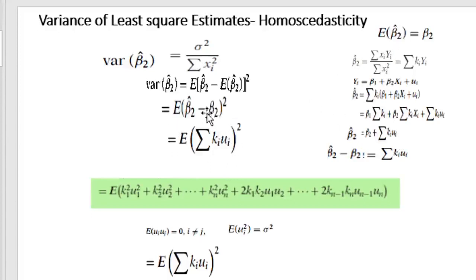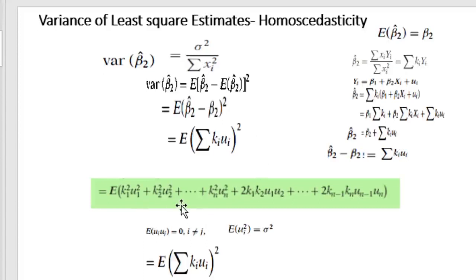Here we substituted this beta 2 cap minus beta 2 by this formula, that is beta 2 cap equal to sigma xi yi by sigma xi square, which is equal to sigma ki yi. Then substitute yi equal to beta 1 plus beta 2 xi plus ui, then multiply with this, then we will get the equation beta 2 cap minus beta 2 equal to sigma ki ui. Then this can be written as expected value of sigma ki ui the whole square.